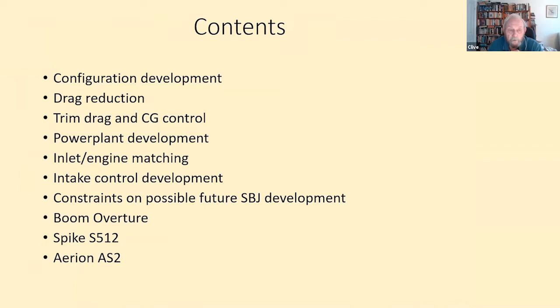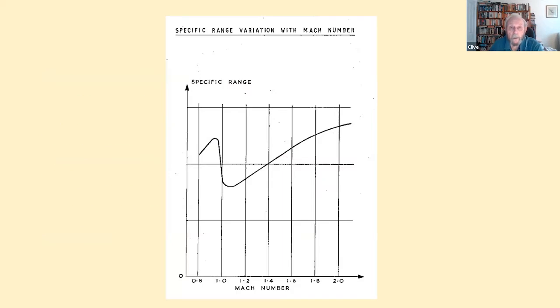Some remarks on trim drag and center of gravity control. Some rather important ones on power plant development and the engine inlet matching. Some bits on the intake control. Then I'm going to move to some possible constraints on future supersonic developments and make some remarks about boom, spike, and Aeron. Why did we choose Mach 2 in the first place, you might ask?